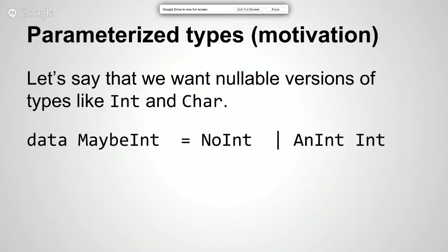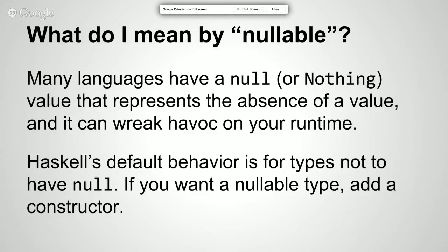Now I'm going to talk about parameterized types, which is when it starts to get more interesting. We want these nullable versions of Int. Let's say Maybe Int is No Int or an Int of Int. And what do I mean by nullable? Many languages have this null concept that represents the absence of a value, or what you initialize something to if you don't know what it's going to be yet. And that can wreak havoc on you at runtime in horrible ways that can cost you large amounts of money and make you cry blood.